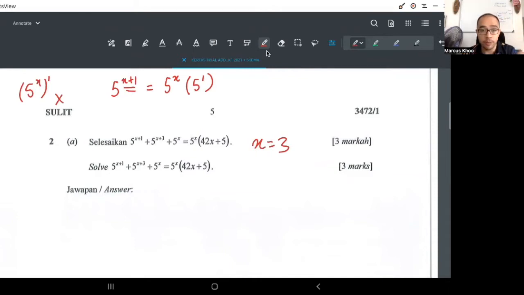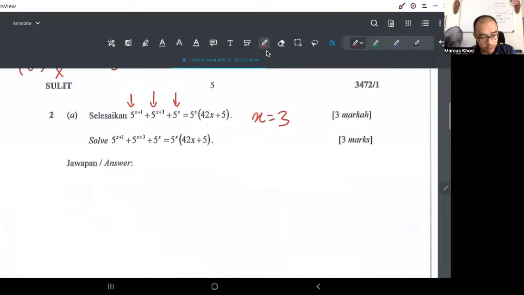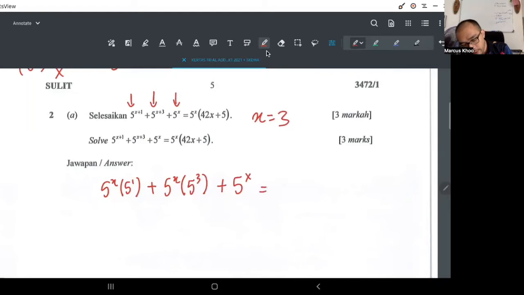So you can split it according to the law of indices, and this is a very common thing we see. So you see over here 5 to the power x, 5 to the power x, 5 to the power x, so I can split it up. You get 5 to the power x times 5 to the power 1 plus 5 to the power x times 5 to the power 3 plus 5 to the power x equals to 5 to the power x and then 42x plus 5.